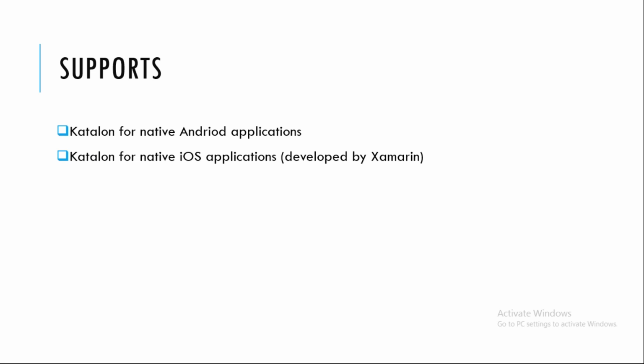And the third is a hybrid application. Hybrid is a combination of mobile browser application plus native application. So with Katalon you can only test your native Android and native iOS. Now, if you're required to do native iOS application testing, then you need to have a Mac OS, a Mac desktop with you. Otherwise, it is not possible.